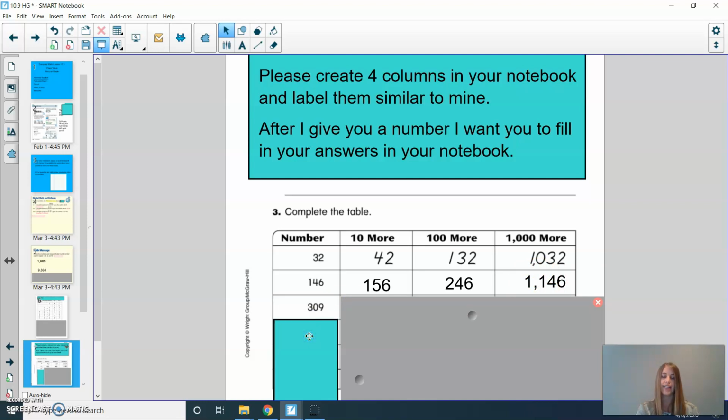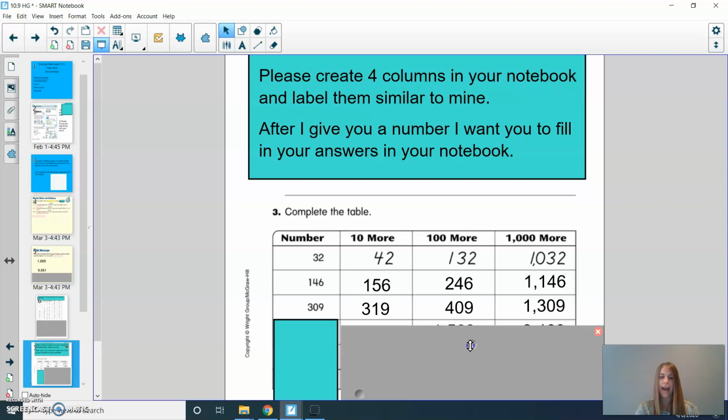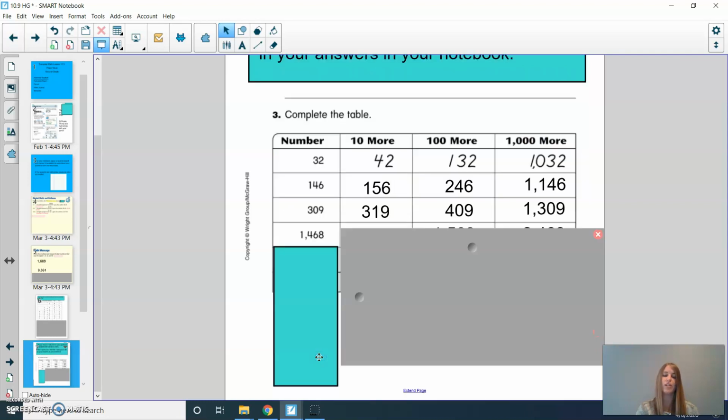How about 309? Press pause and then play to hear the answer. You should have 319 for 10 more, 409 for 100 more, 1,309 for 1,000 more. How about 1,468? You should have 1,478 for 10 more, 1,568 for 100 more, and 2,468 for 1,000 more.